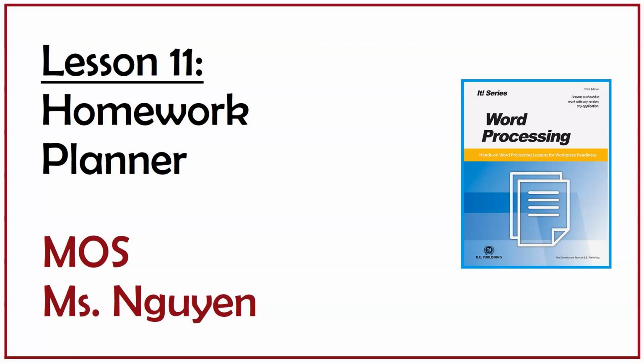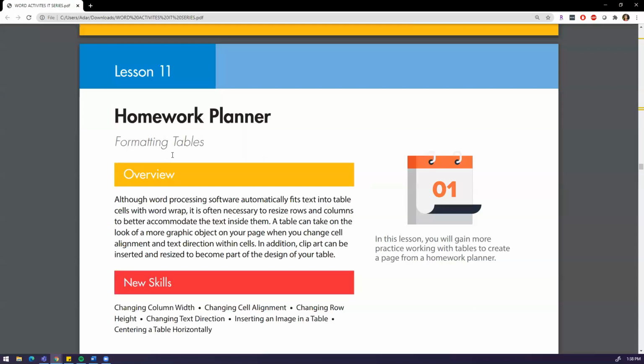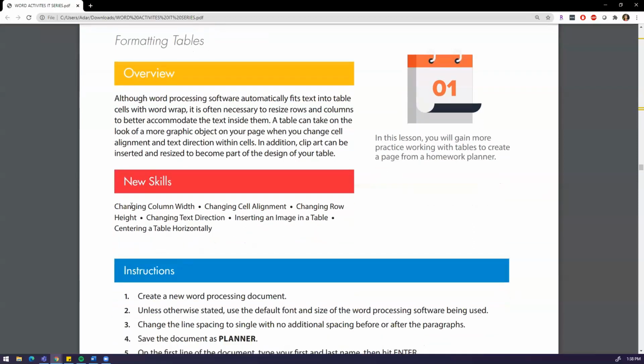In this video, I'm going over some of the skills on lesson 11, homework planner. So as we know from yesterday, the skills that we're learning in this lesson are how to change column width, changing cell alignment, changing the row height, text direction, inserting an image in a table, and centering a table.